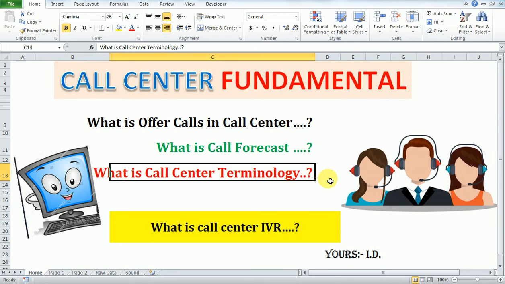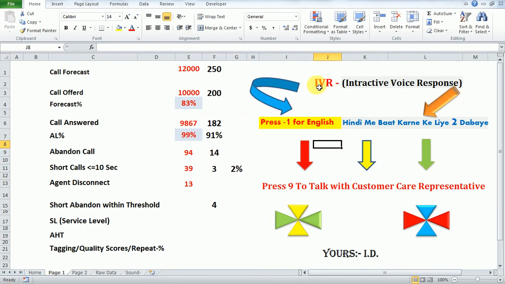Today I am going to tell you about call center fundamentals and call center terminology. What is call center terminology? What is IVR? How does it work? So be online, friends, we just started. First, I would like to tell you about IVR.